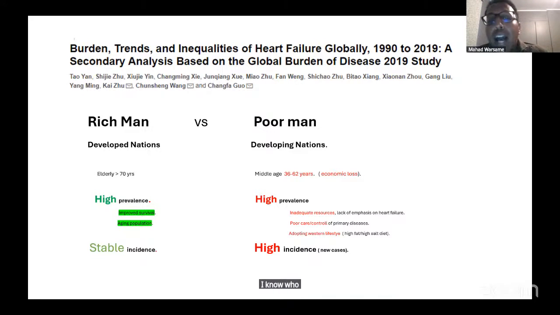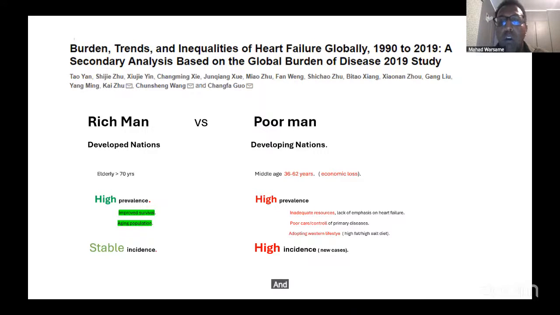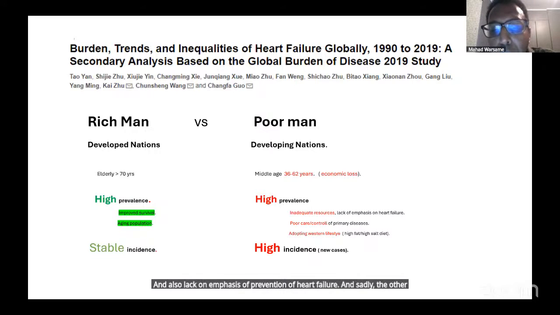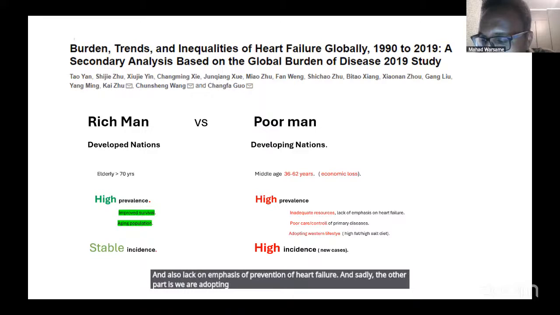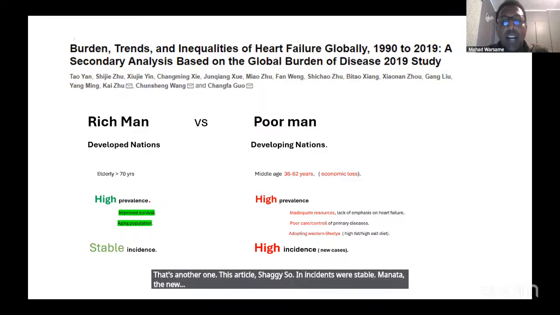we have a lot of people having heart failure because we don't have good primary care, we have inadequate resources, and also a lack of emphasis on prevention of heart failure. And sadly, the other part is we are adopting a Western lifestyle. That's another one this article shows. And incidence was stable, meaning the new cases of heart failure in the West, in developed rich countries, is stable.